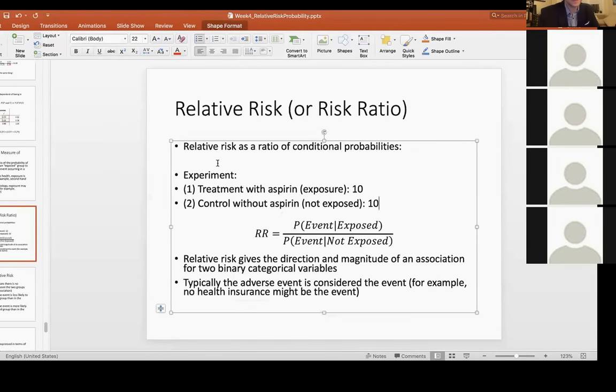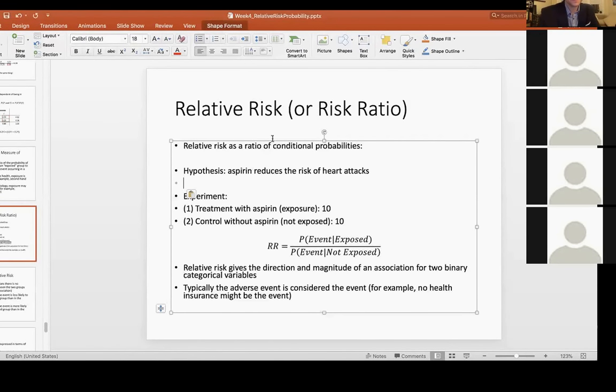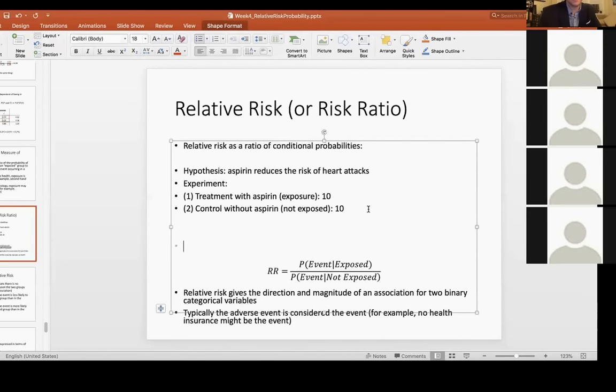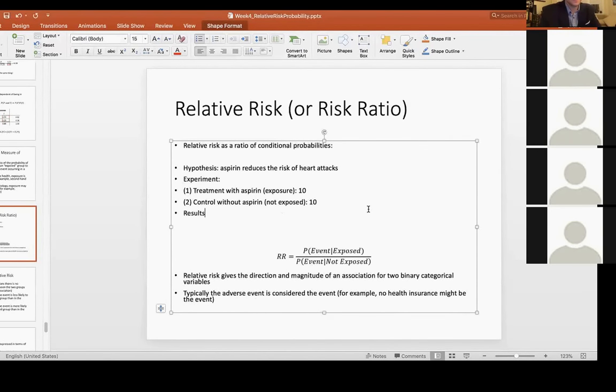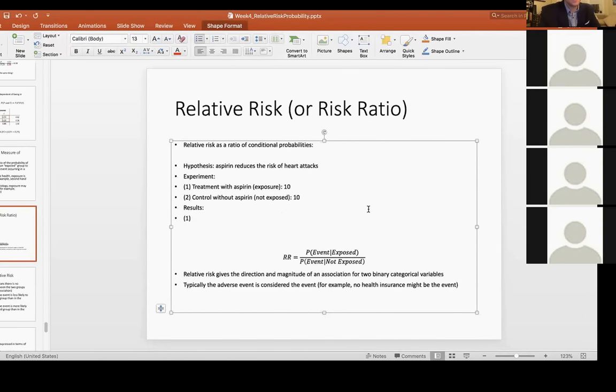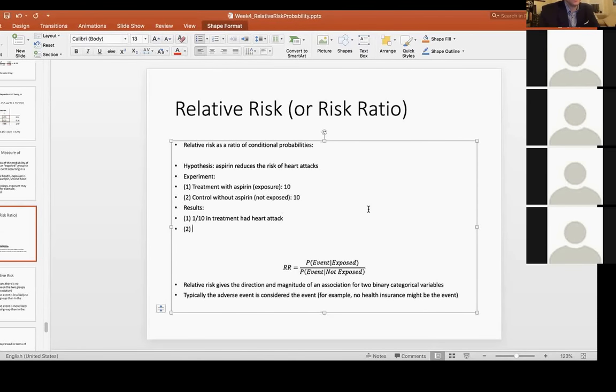We'll start off with a hypothesis. We'll do our experiments. That's what we did. We recruited. I know it's a small n, but it's for illustration. Then we get our results, and it looks like one out of those 10 people in treatment had a heart attack. This is after, say, 10 years. We have a lot of money, but we don't have a large sample size. And in the other group, we have 4 out of 10 in control who had a heart attack.